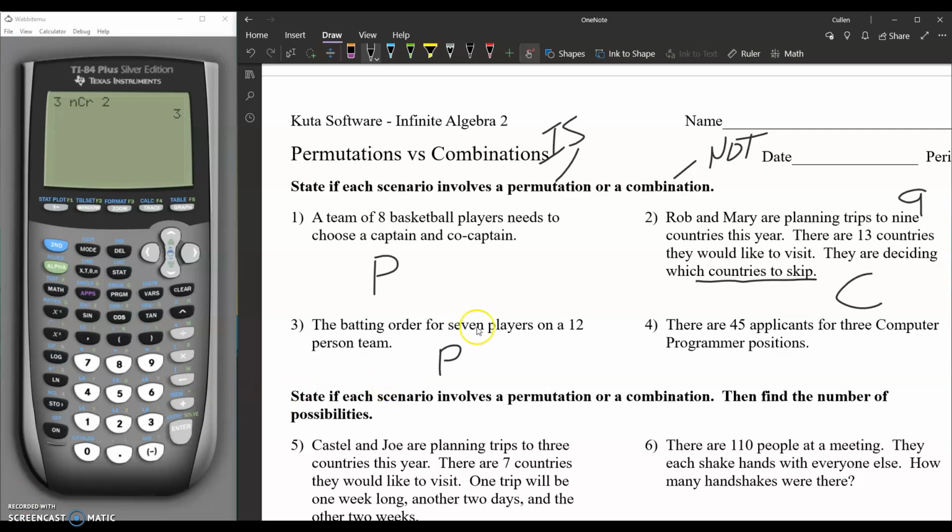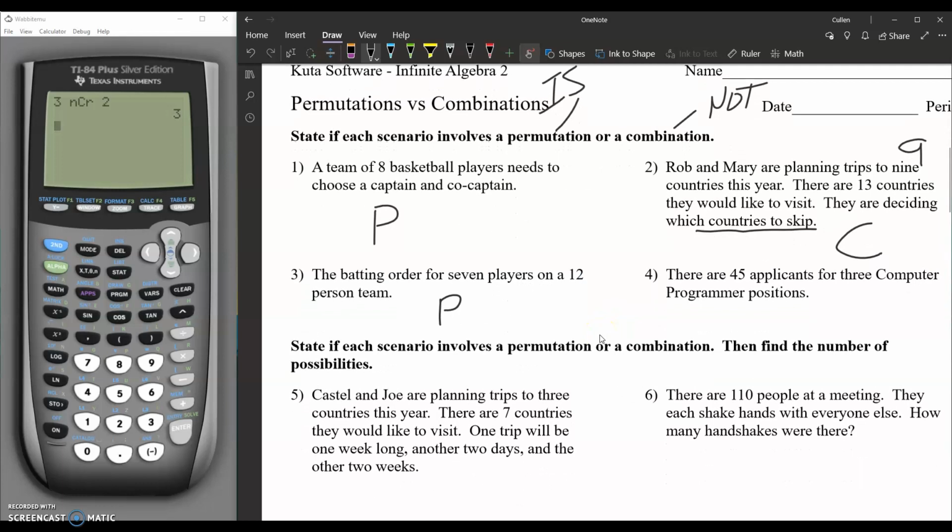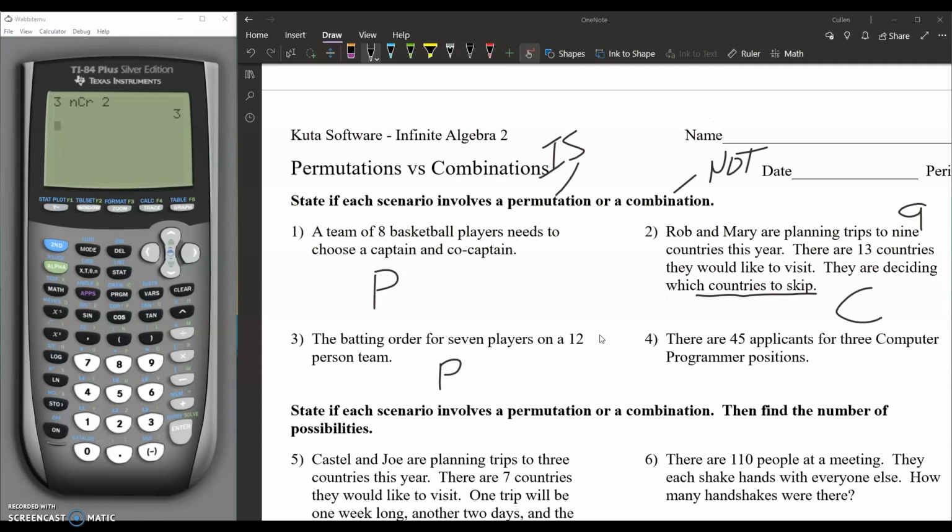And the last one says there are 45 applicants for 3 computer programmer positions. I'm going to say that that would be a combination. I guess you could technically argue it if they're different positions, but it doesn't mention that they're different positions. They're just 3 of the computer programmer positions. Then the order that you choose them in would not make a different situation. If applicants A, B, and C get chosen, that would be the same as applicants C, B, and A getting chosen. They're all 3 chosen, regardless of the order.